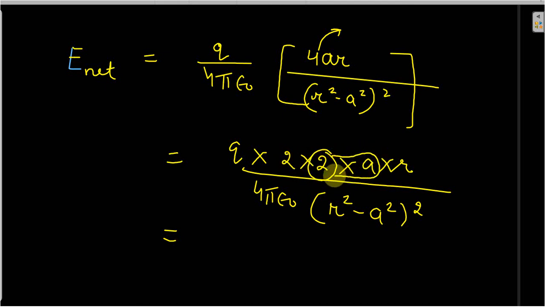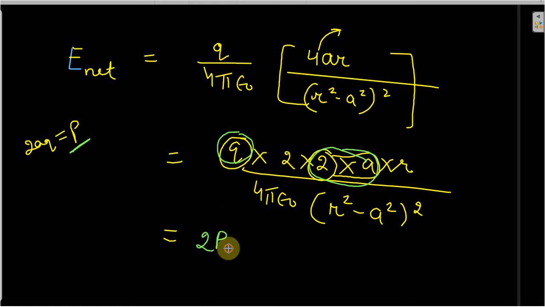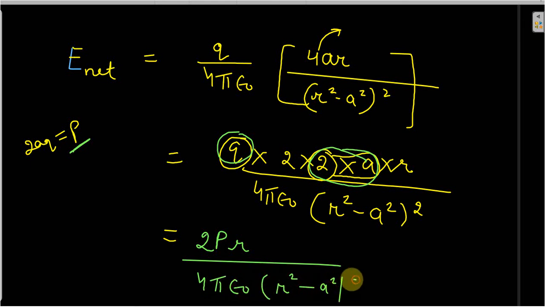So we know 2a times q is equal to p. So we can replace the product of 2a and q with p. We are taking the magnitude form here, so I will write 2p and r is also there. So finally you will get 2pr over 4 pi epsilon naught times (r square minus a square) whole square. So this is your E net field, the E net field due to the electric dipole on the axial line.